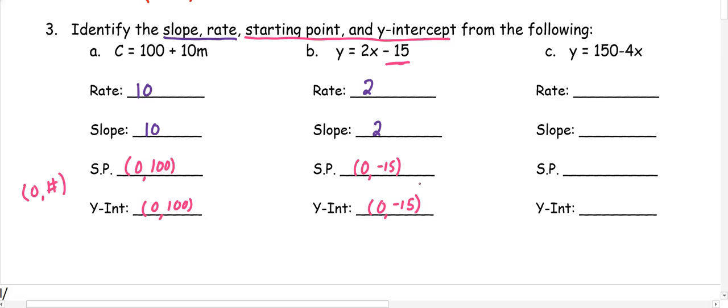In C, we have y equals 150 minus 4x. So our slope and rate of change number is the number with the variable. So we would have negative 4 for the rate and the slope. Our y-intercept is the number that's by itself. So 0, 150 and 0, 150.